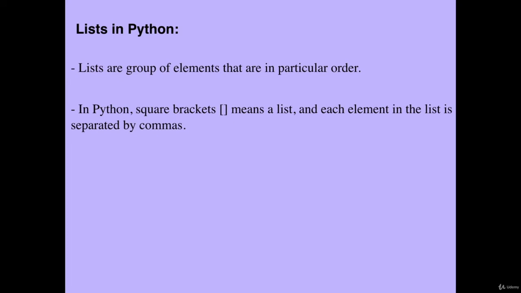Lists are a group of elements that are in a particular order. In Python, square brackets mean a list, and each element in the list is separated by commas.